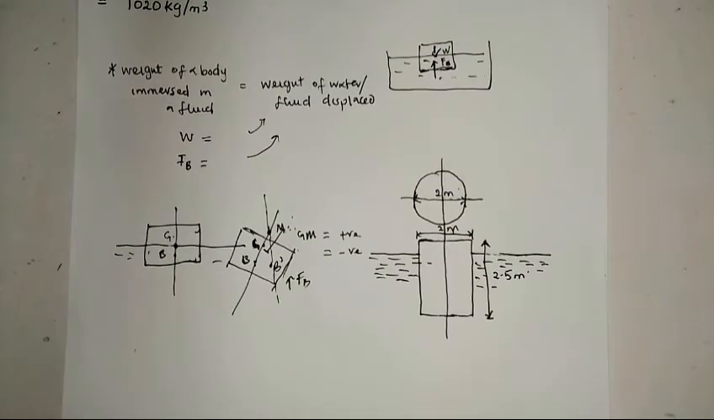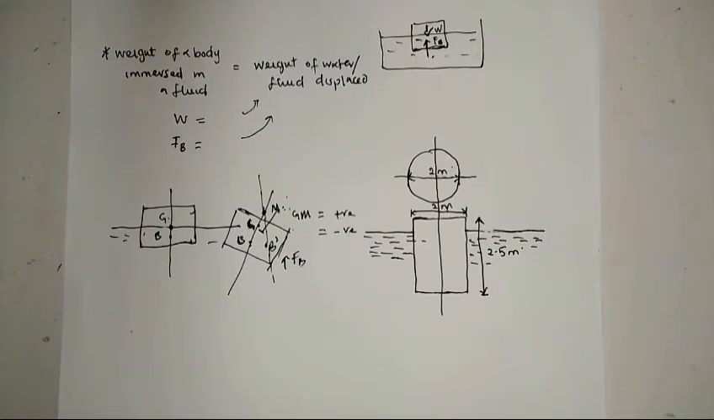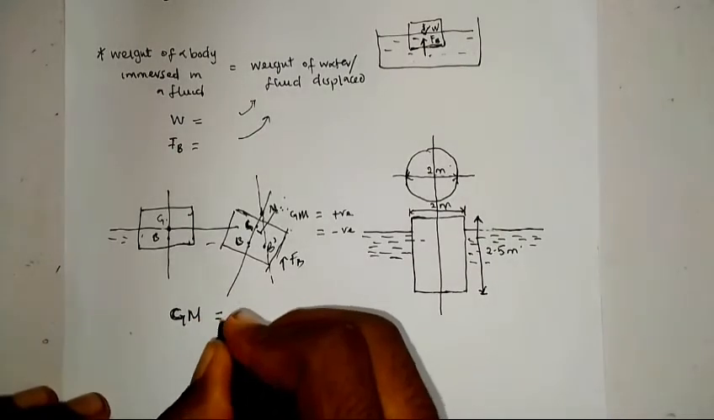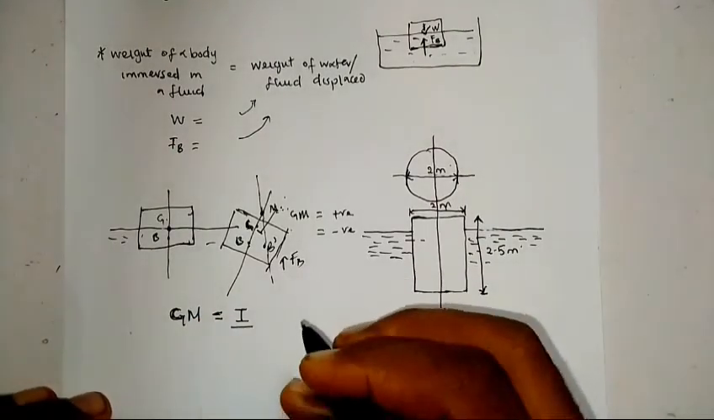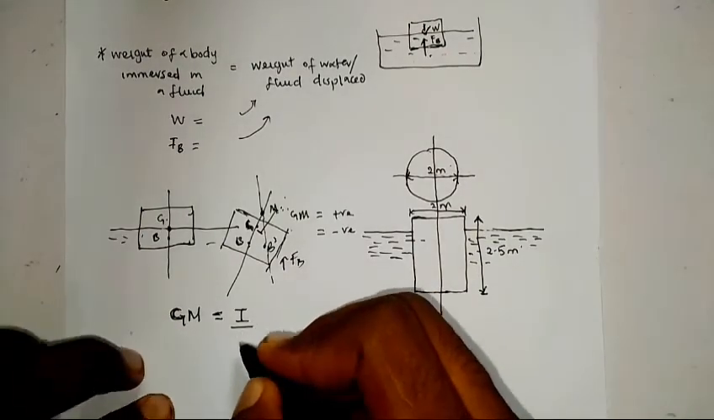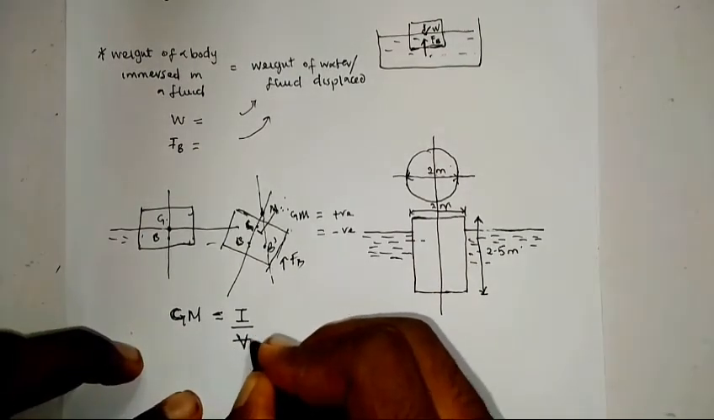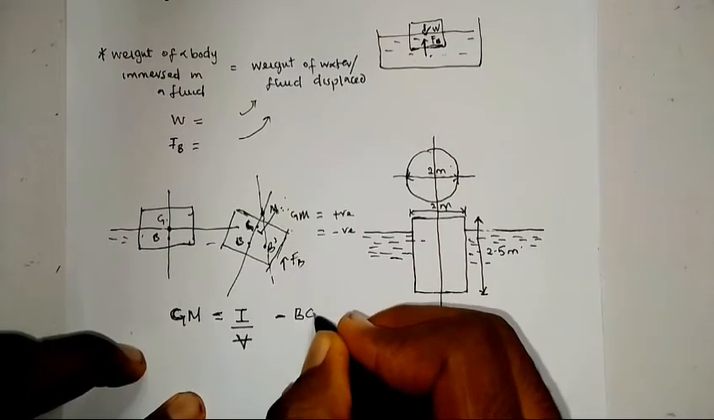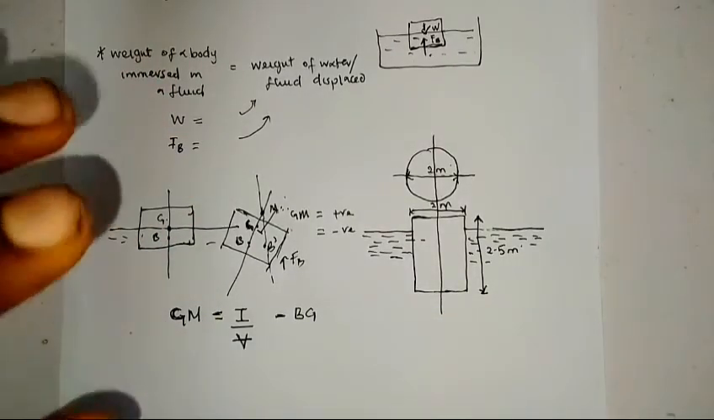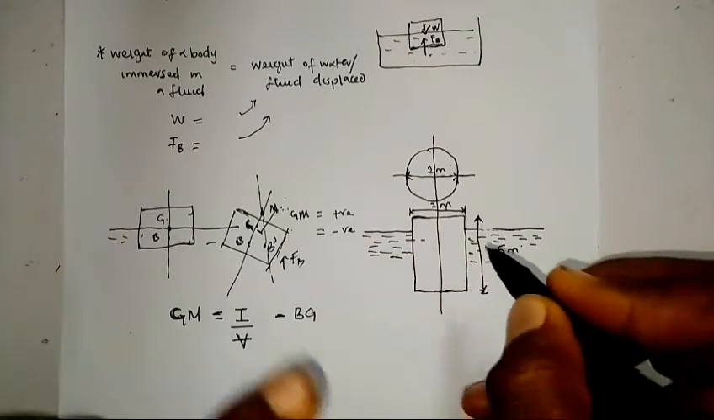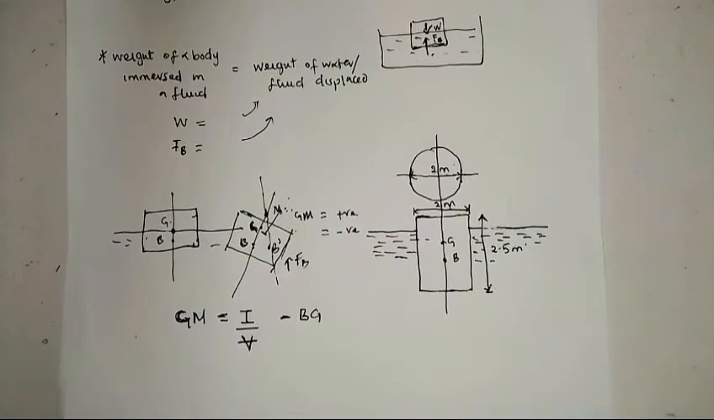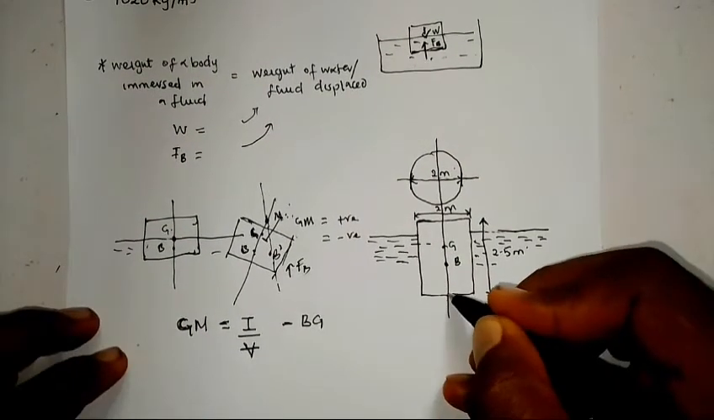So now let's solve. What comes next is the formula for calculating metacentric height. The formula for metacentric height, GM, is equal to I, the moment of inertia or second moment of area, divided by the volume of liquid or fluid displaced, minus BG. Now I'm going to explain what BG is. When a substance is immersed in a fluid, there is a center of gravity and a center of buoyancy. Let's call this bottom point O.